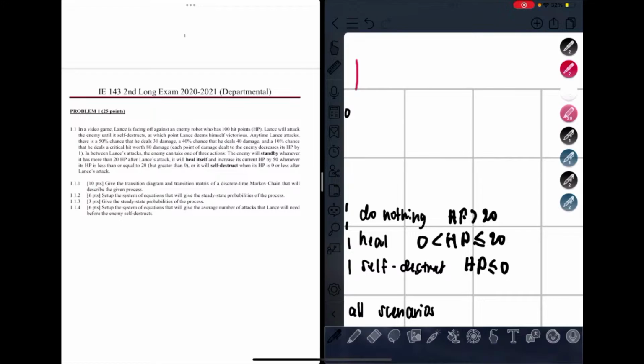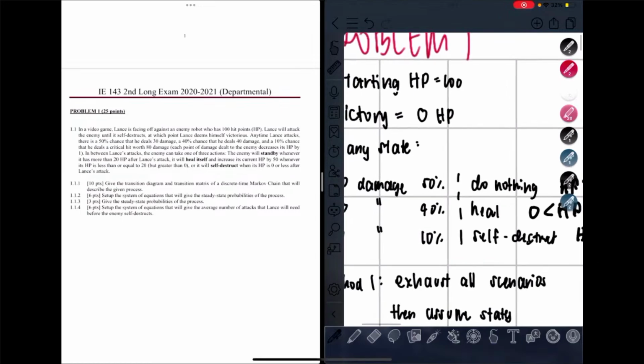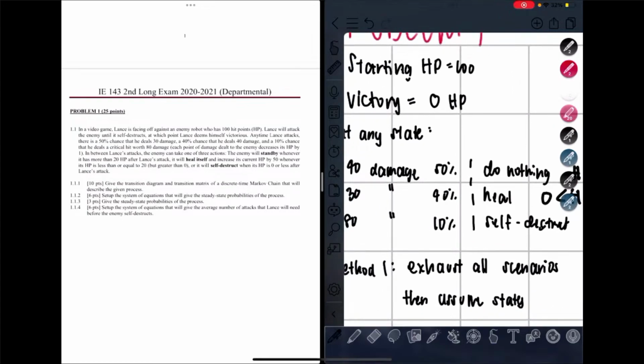Given that, the way we can start is, from this information, how do we make the state diagram? I guess there are 2 ways. The first is we can play around with it and try to exhaust every possible scenario. So what do I mean by this? We just assume the states, and go through every possible scenario. If there are repeating scenarios, then we can stop going down that path because we've already discovered it.